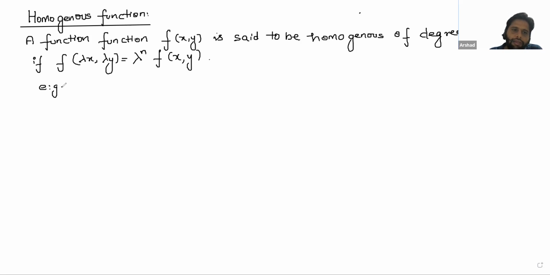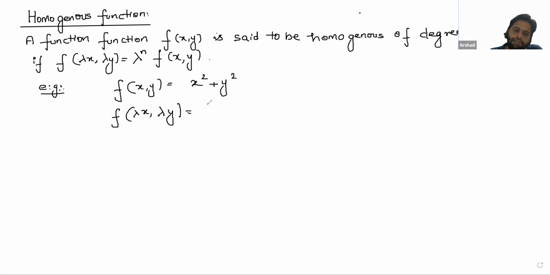For example, I have written this as f(x, y), and not only x, because in this example I will take a function like this, x square plus y square. So here you will have both the variables x and y. Now in place of x, if I put lambda x, in place of y, if I put lambda y, then I will write lambda x whole square plus lambda y whole square. It is equal to lambda square x square plus lambda square y square. Take out lambda square common, and here you will get x square plus y square.